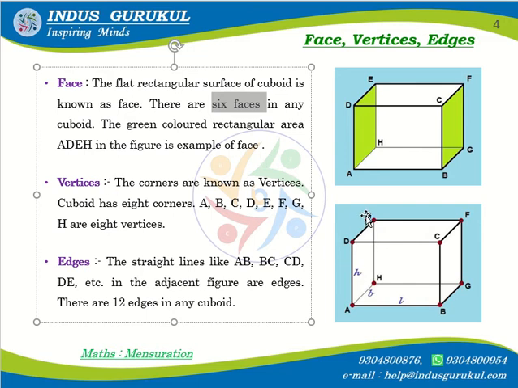Vertices are nothing but the corners like A, B, C, D, these corners. So in any cuboid, there will be 8 corners. And what are the edges? Edges are nothing but the straight lines which join 2 vertices like A to B, B to C, C to F and so on. So these are edges. In any cuboid, there are 12 edges. So these are faces, vertices and edges.